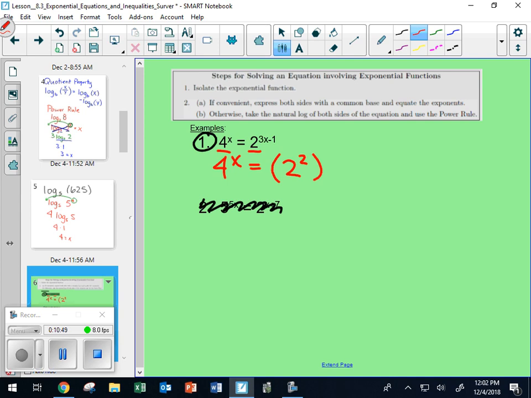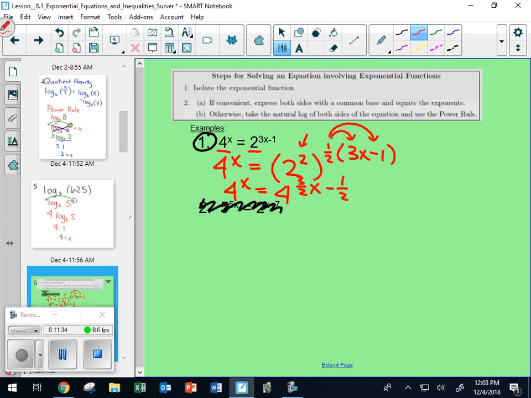Except this 2 right here that we just put in came out of nowhere, right? If it came out of nowhere, that means that we changed our equation just then, which means we need to change it back as well. So if we changed it by putting it to the power of 2, then to change it back, you would also have to put it to the power of 1/2. And then you still have the power of 3x minus 1 in your exponent. So once we do that, we'll have 4 to the power of x is equal to 4 times the 1/2 distributed in. So that'll be to the power of 3/2 x minus 1/2.